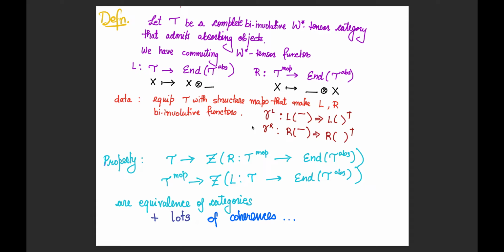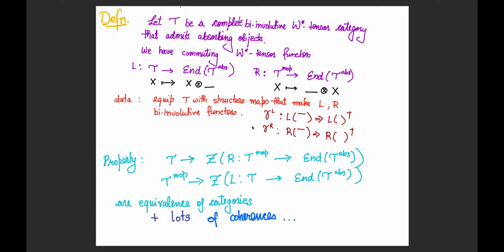And what we want to do is make these two functors into appropriately higher dagger functors. So that involves supplying some extra structural maps. There are these structural maps which say that if I input the bar of my object, then I should recover the dagger of the functor. So dagger is the involution at the level of objects in this target category T^abs. So this structure map is essentially making these two functors compatible with the dagger structures.